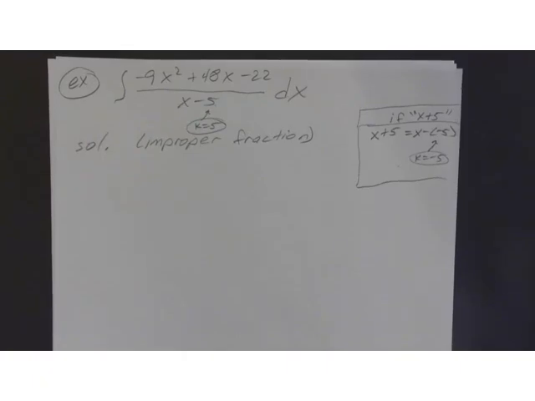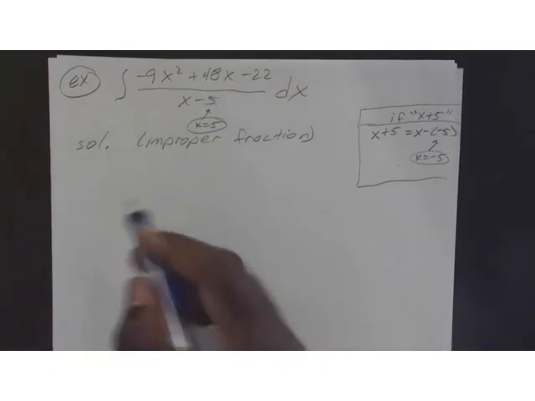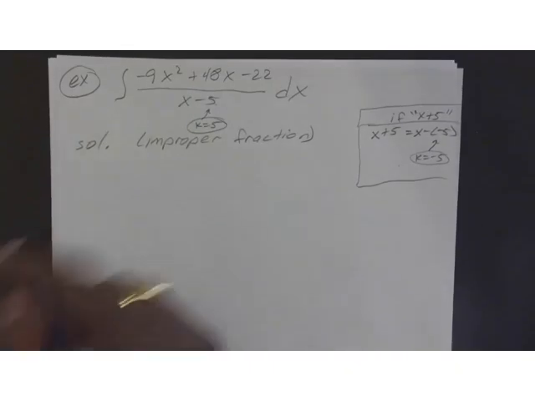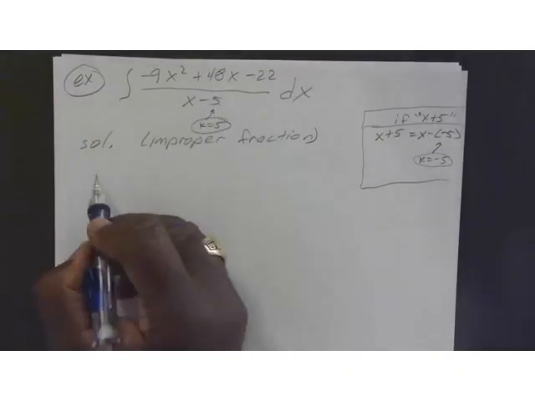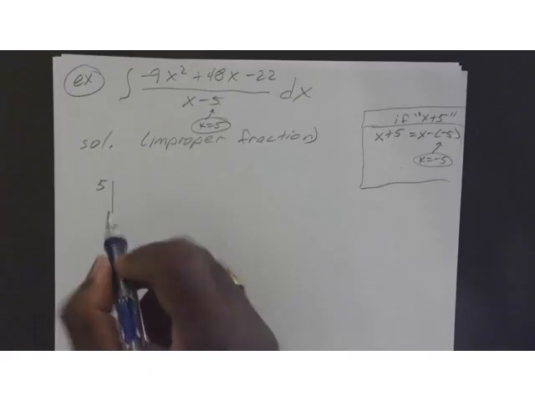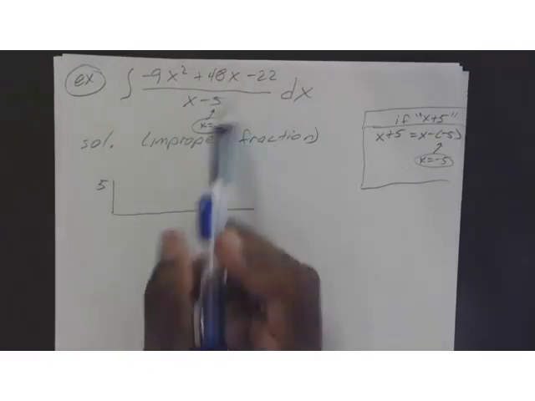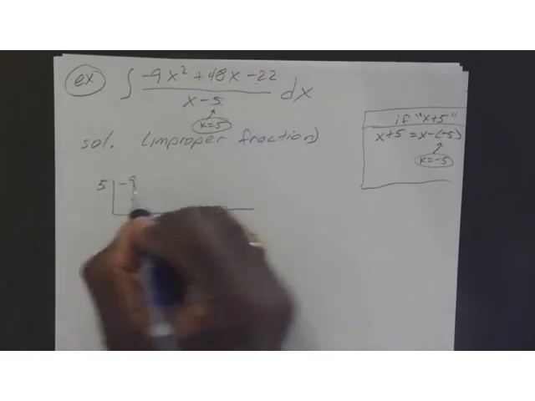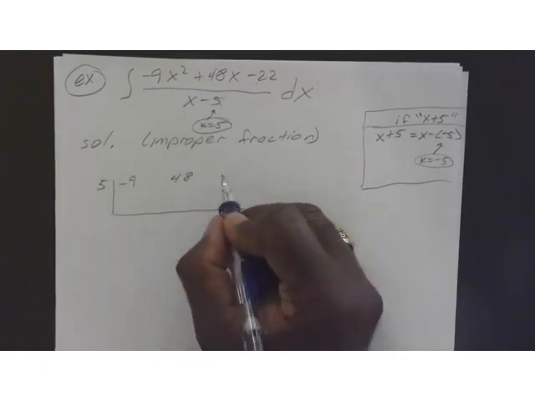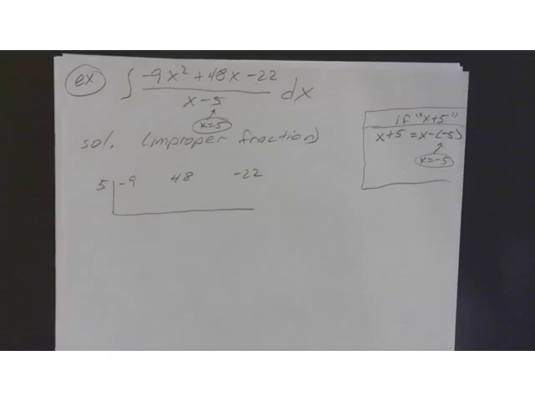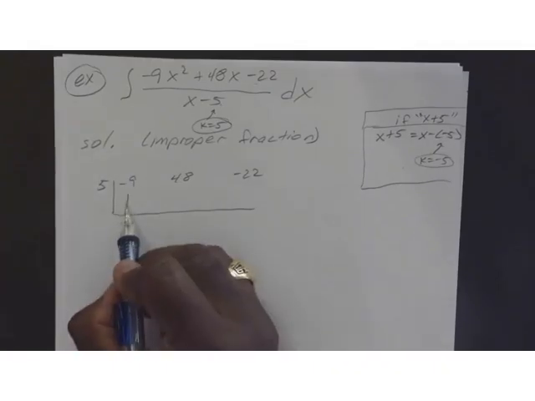Okay, so we're going to go ahead and use synthetic division. And again, you'll see how quick it is without all the extra writing. We're going to put our k on the outside. And then we're going to write down the coefficients. Negative 9, 48, negative 22. Okay, we bring down the first one.